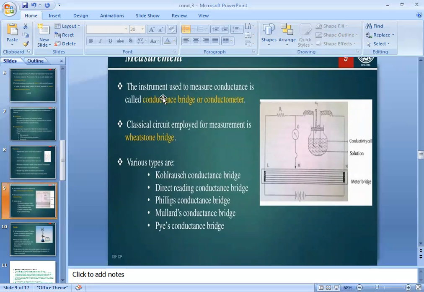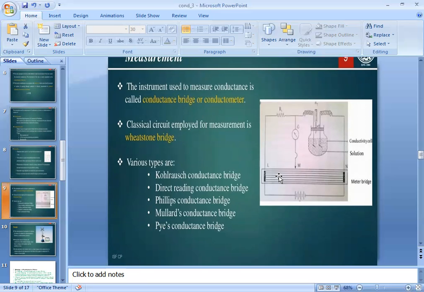The instrument used to measure the conductance is called conductance bridge or conductometer. So here you can see the conductivity cell, and this is your solution to be analyzed. Resistance will be R2, and here it is R1. Okay, and this is the meter bridge.